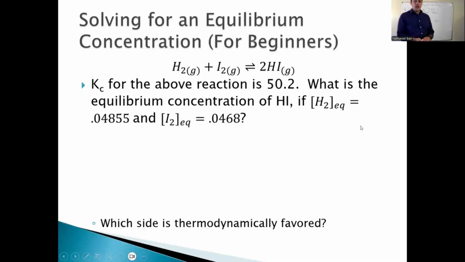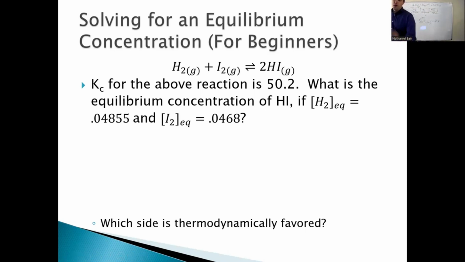All right. Let's do another easy one just to get warmed up here, folks. This time a little bit different. This time I'm giving you the equilibrium constant. I'm telling you it's 50.2. I'm giving you two of the equilibrium concentrations: hydrogen, 0.04855 molar, and iodine, 0.0468 molar. And I would like you to solve for the equilibrium concentration of HI. Go ahead, folks. You got this.